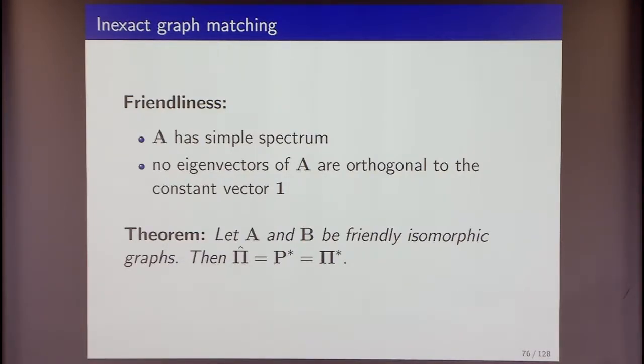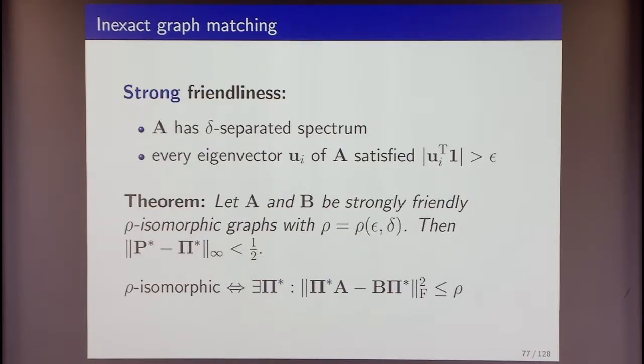But I will try to convince you that this way of looking at the problem will still give some results that probably are more difficult to obtain if you just try to compare the eigenvectors. Okay, so one such result would be, let's see if this result is stable. Let's do a perturbation to our graph. So instead of friendliness, I will assume a slightly stronger property. I will assume that the spectrum is separated by some delta, and that the projection of the constant vector on my eigenvectors is bigger than some epsilon. Okay, so it will be a strongly friendly graph.